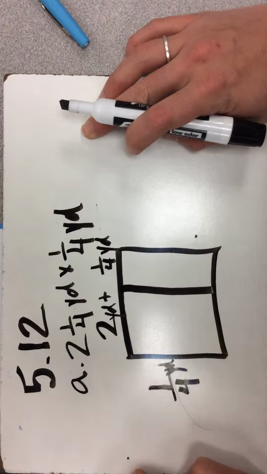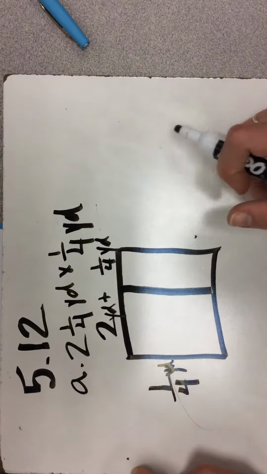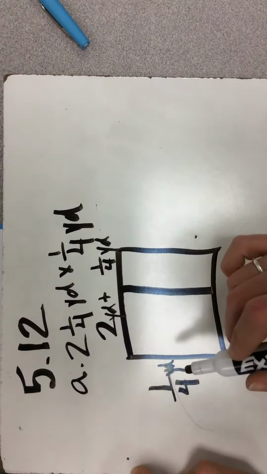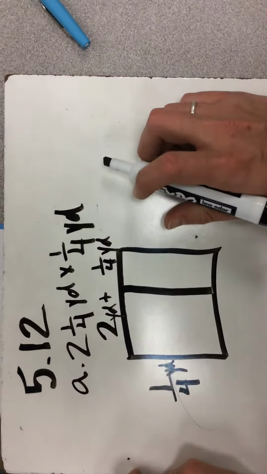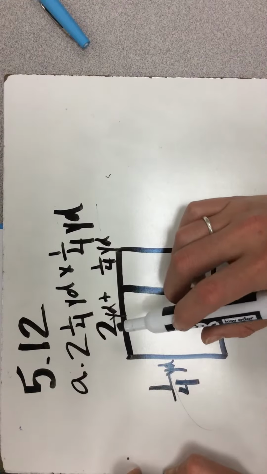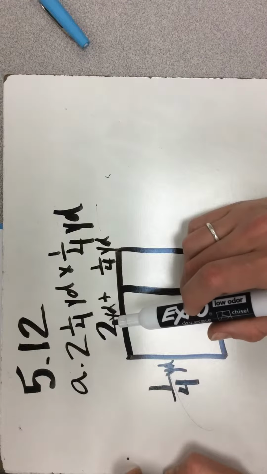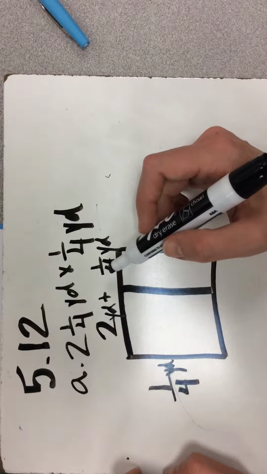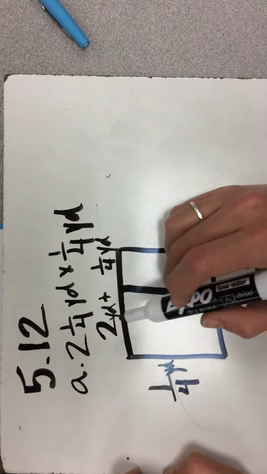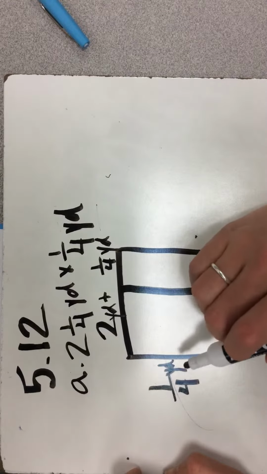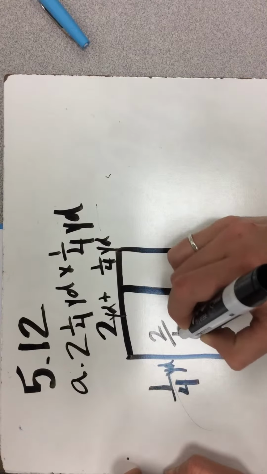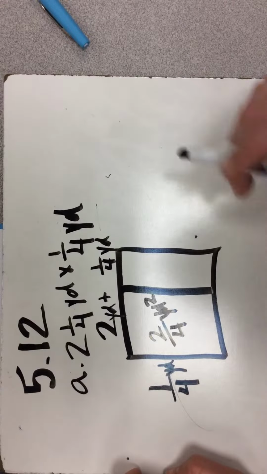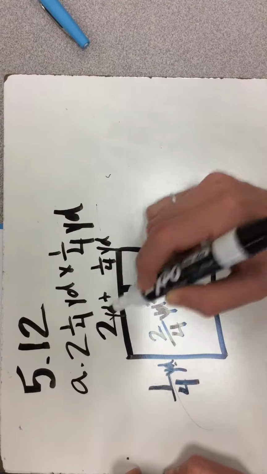Okay, next, I'm just going to be multiplying each section. So 1/4 yard times 2 yards. Now, I can either think of this as 1/4 of a yard, or I can think of this as 2 times 1/4. So what is 2 times 1 banana? 2 bananas. What's 2 times 1/4? 2/4 yard squared. Remember, because we're dealing with area, I multiplied two factors with yards.